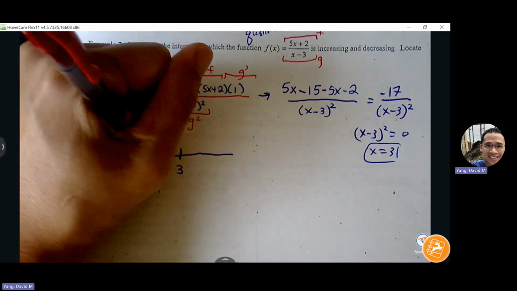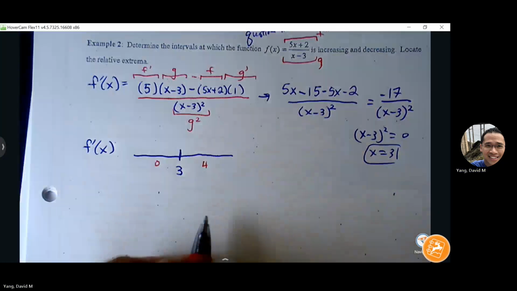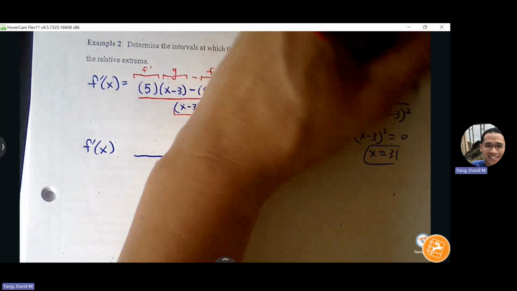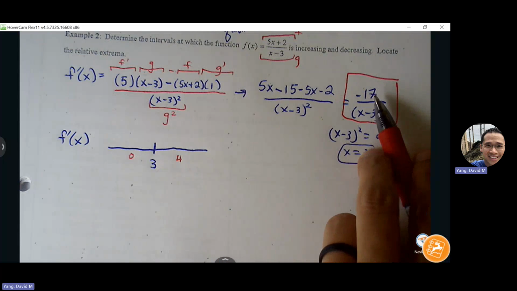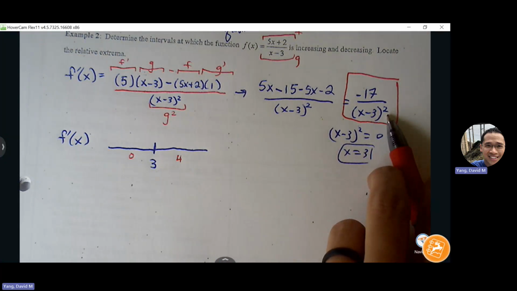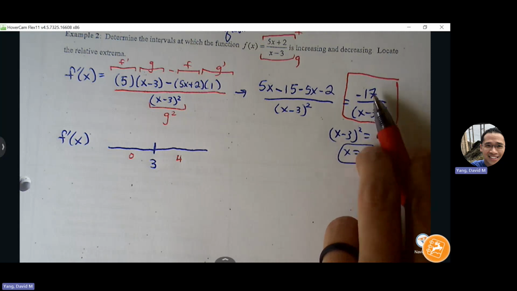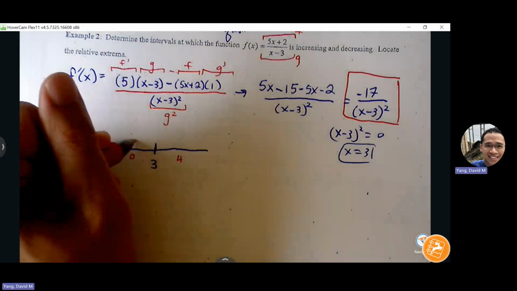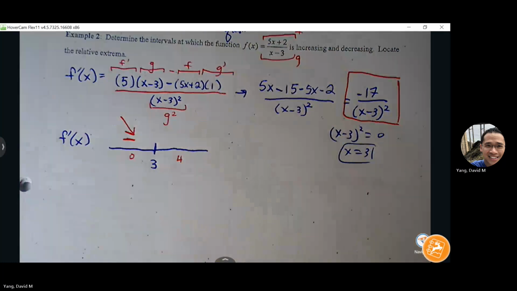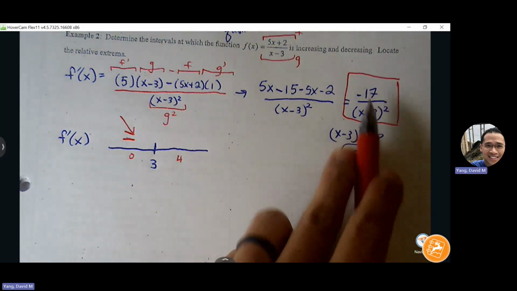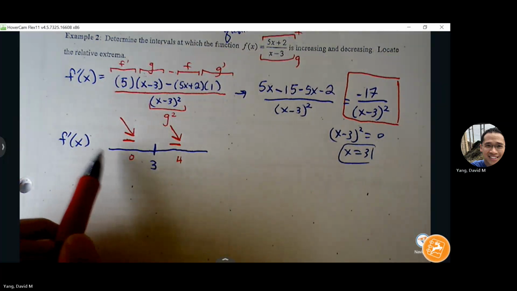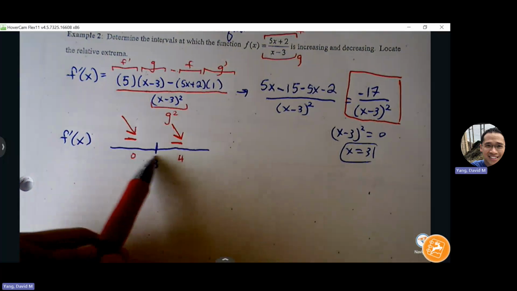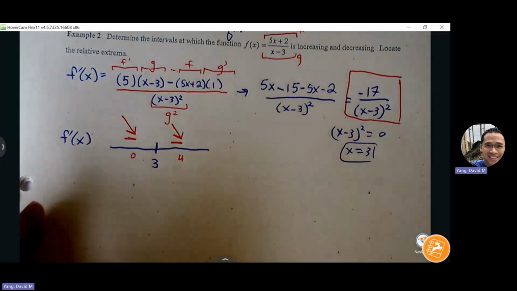Okay, so we'll pick points on either side. Here I'll choose 0, and I'll choose 4. Okay, we put it into our derivative function. Test points. Numerator is negative 17. My denominator is always positive here because it's squared. So it doesn't matter what number I plug in. It's always a negative over a positive, which is negative. And if I plug 4 in, negative over a positive, same idea. So my graph is going to be falling or decreasing, and then there's a break, and then it's going to continue decreasing again.